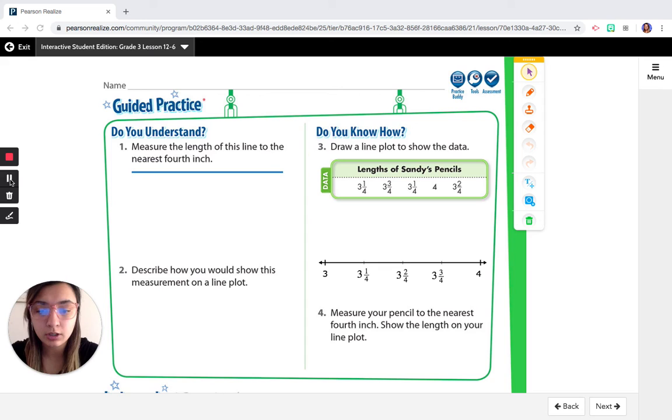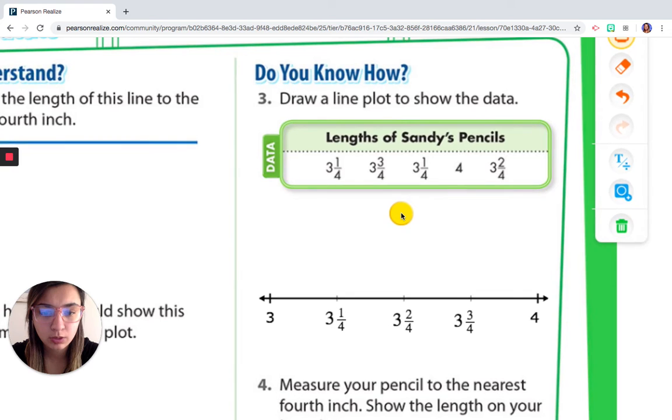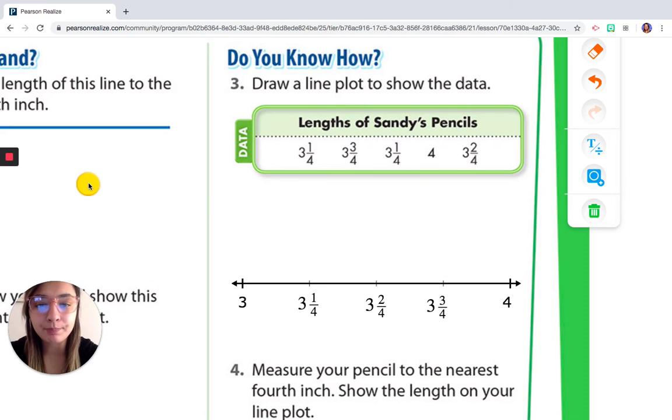All right, so we're going to look at example number 3 here. Let me just get my dot ready. We'll use yellow this time. And we are going to make this bigger. Okay. So the thing that I wanted us to do was to draw a line plot to show the data. So here I have my line plot.